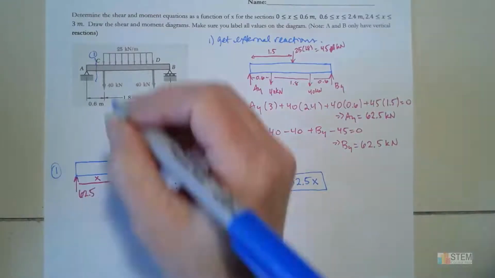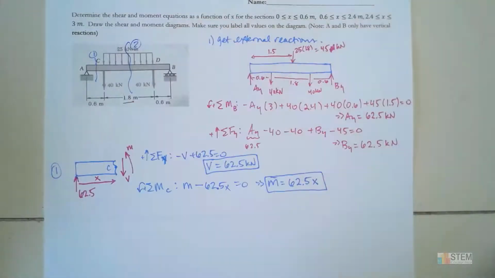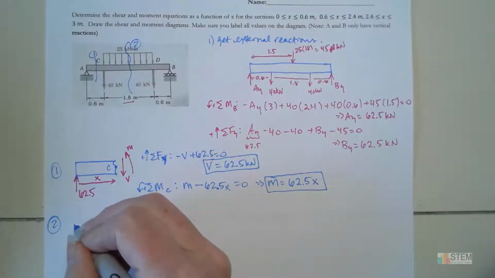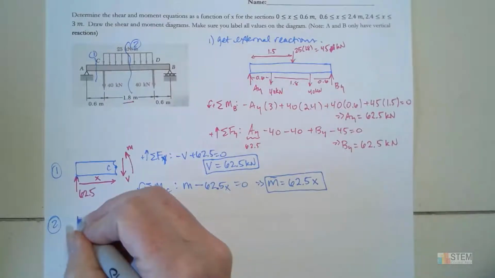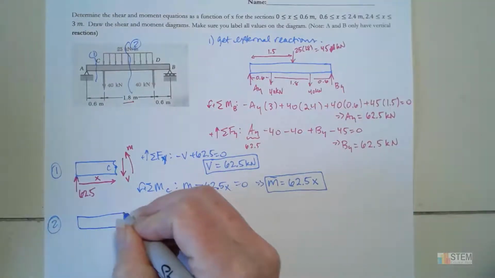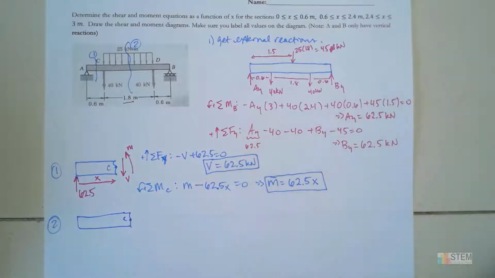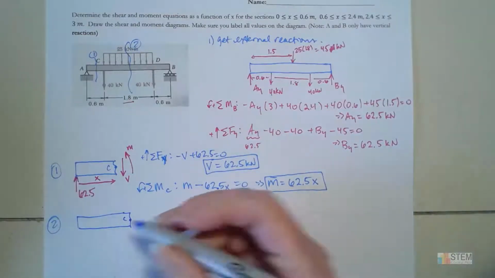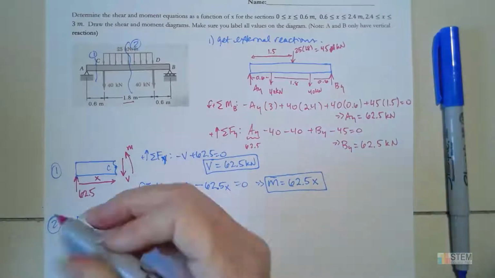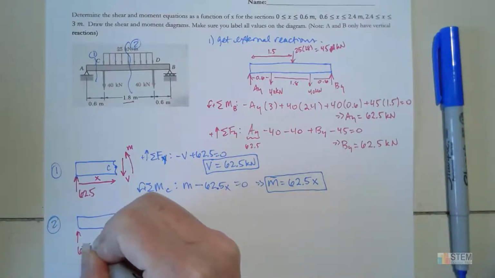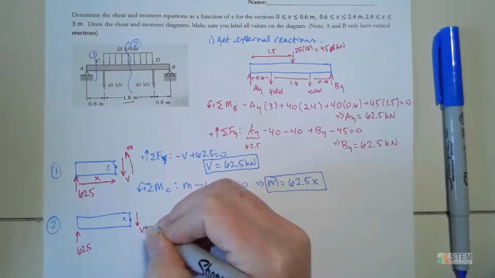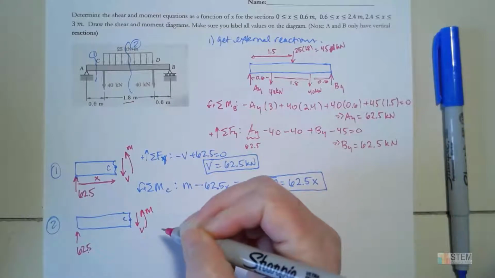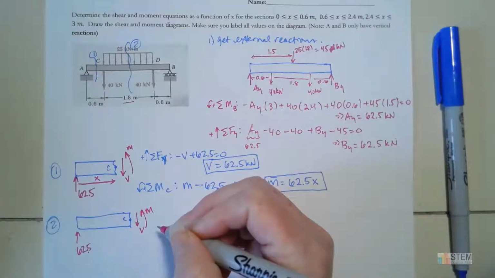Now let's do the second section. So it's going to be like in here. We do the same thing. We're going to start all the way from A and go to this line here for section 2. And again, I'm going to call that point C. Now we need our forces. So we still have our force at A here, 62.5. And then we're going to have V and M, just like before.